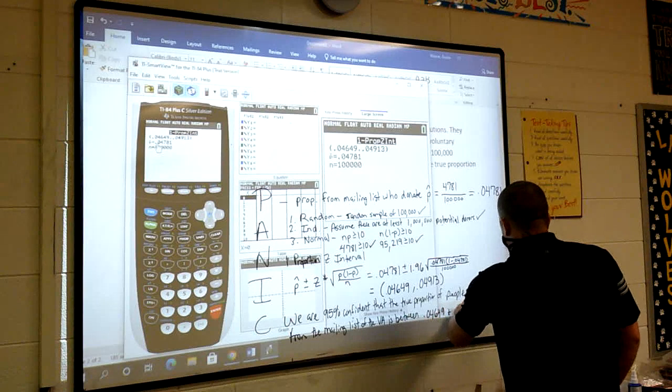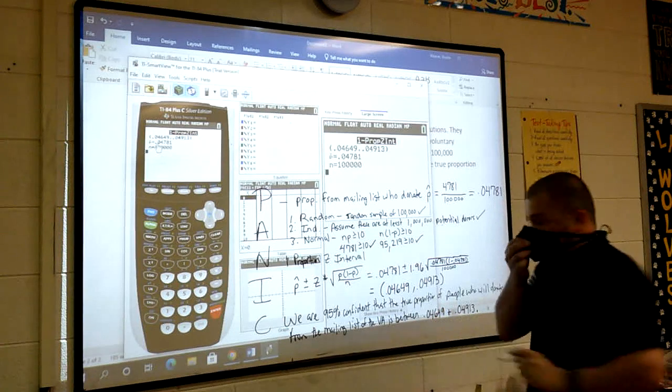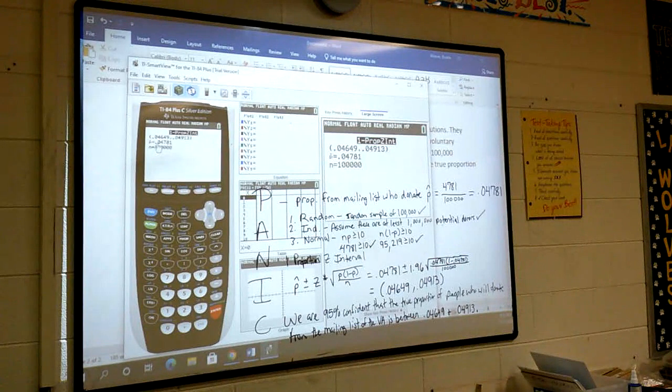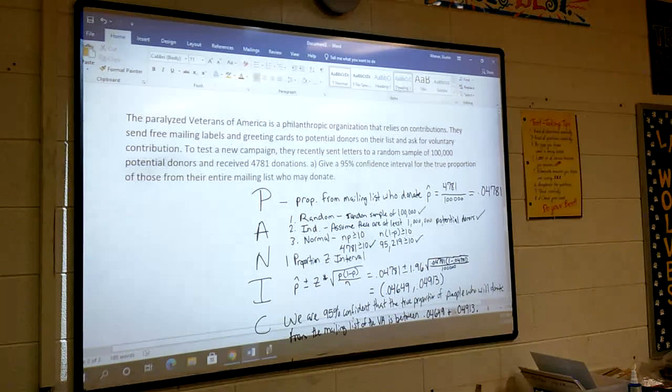0.04913. So with this information, I could pretty much tell you that the true proportion of people who are going to donate is going to be a little bit less than 5%. So if I send out 1 million letters, I can pretty much say probably about 40,000 people are going to donate. That's good. Right now, sending out 1 million letters is going to take a lot of time. But you can kind of see what you're going to get in responses.